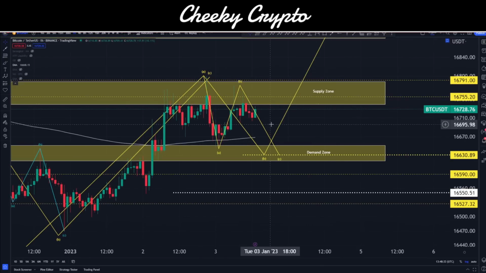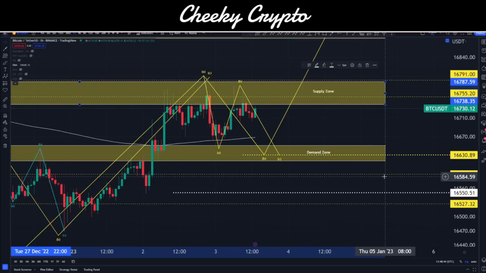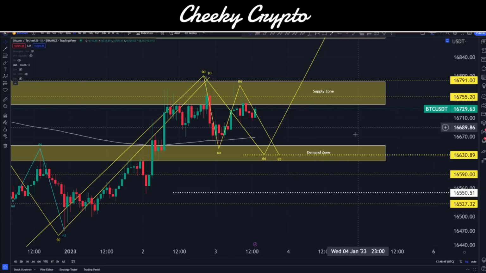Okay, so very much a sideways trade right inside this little wedge area between these two zones, and it is tight. It's between 16,650 and up here at 16,730. So we're kind of wedged in this sideways trade.